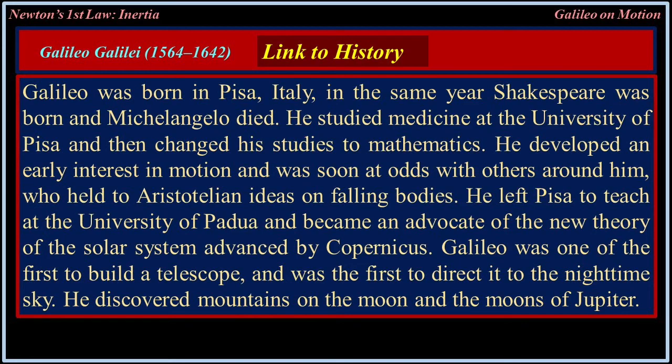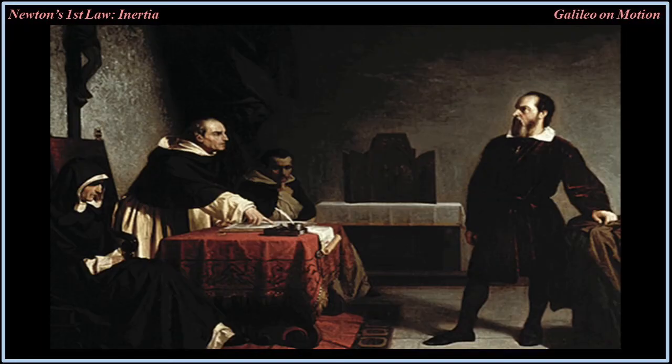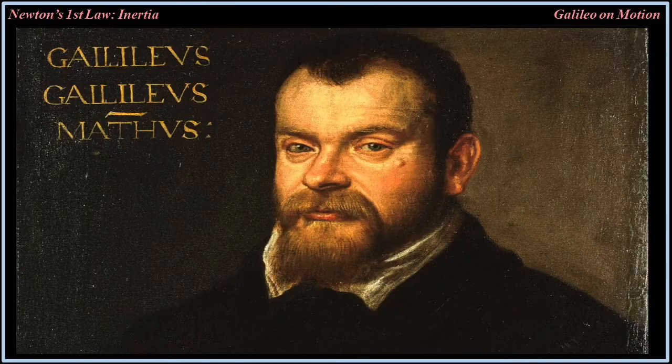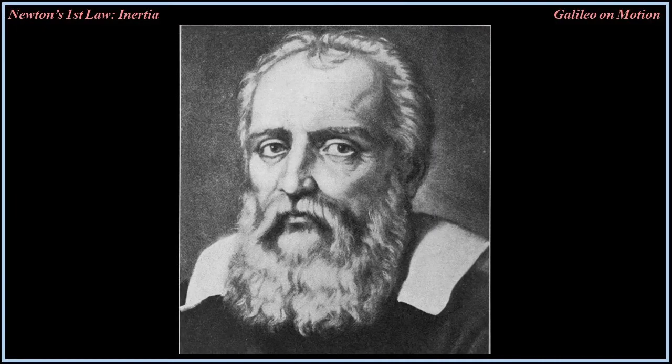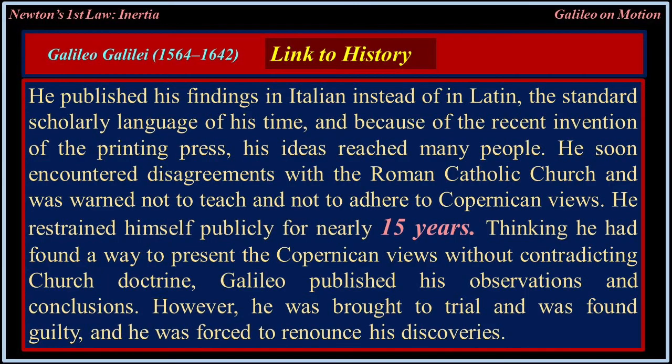Galileo was one of the first to build a telescope and was the first to direct it to the nighttime sky. He discovered mountains on the moon and the moons of Jupiter. Here's a picture of Galileo in front of the Inquisition of the church, found guilty of heresy. And here's another picture of Galileo, as an older gentleman, and then as a much older man, near the time that he went blind.